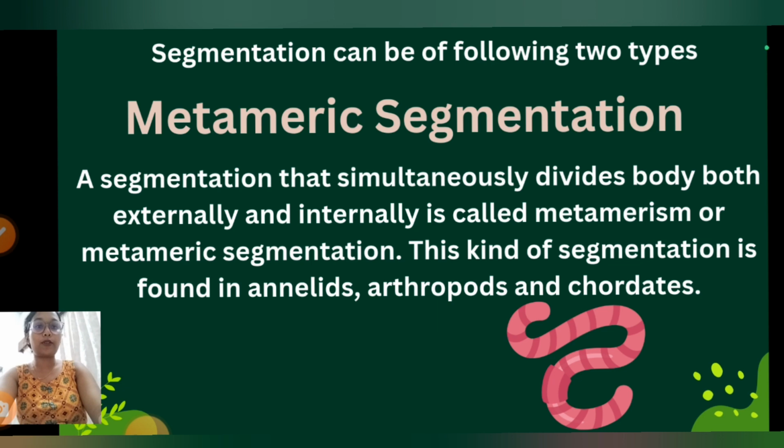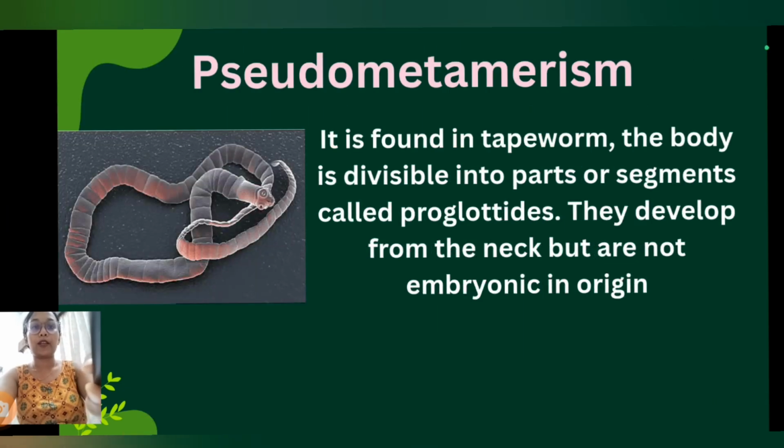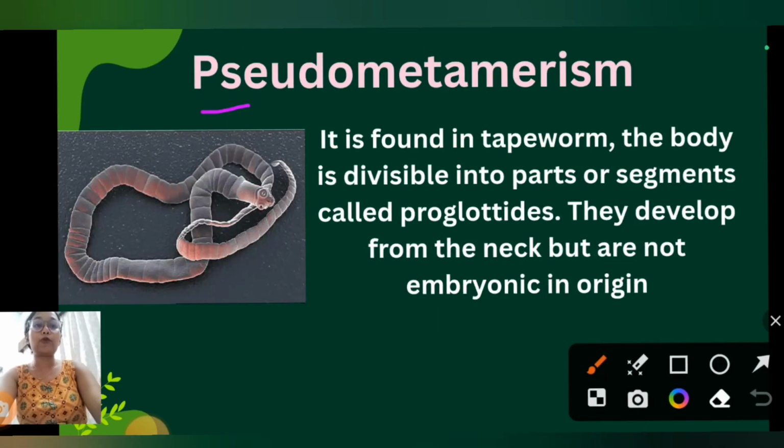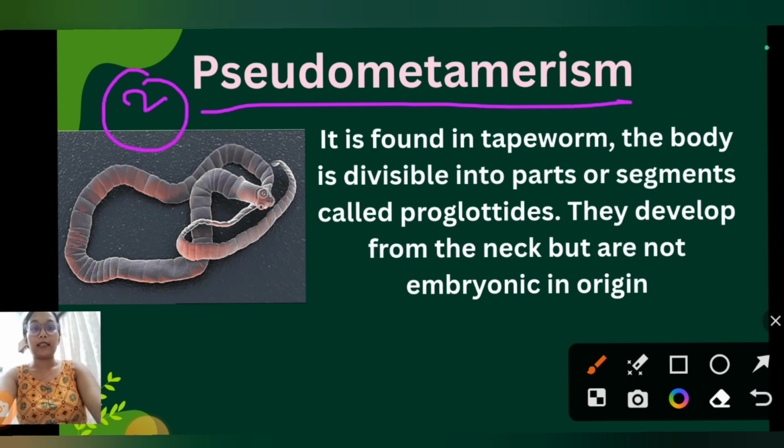Then moving on to the next slide. Now the second one is pseudometamerism. Segmentation is divided into two types, metameric segmentation and pseudometamerism, which means false metamerism. You can see this false metamerism in tapeworms. This is a diagram showing a tapeworm. Here the body is divided into parts or segments called proglottids.